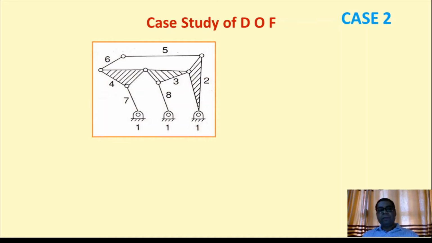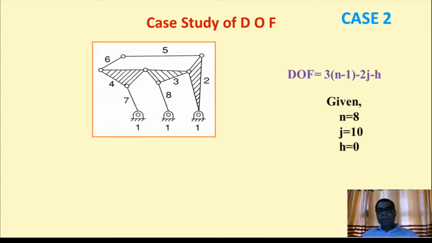So this is the second problem, where you can see that there are 3 different triangular shaped links, that is link number 2, link number 3, and link number 4. Link number 1 over here is a fixed link. Links number 7, 8, 5 and 6 are simple linear links. So again we have found the number of links present, that is 8. We have to find the number of pairs, so we have calculated and found that it is 10. There is no higher pair.